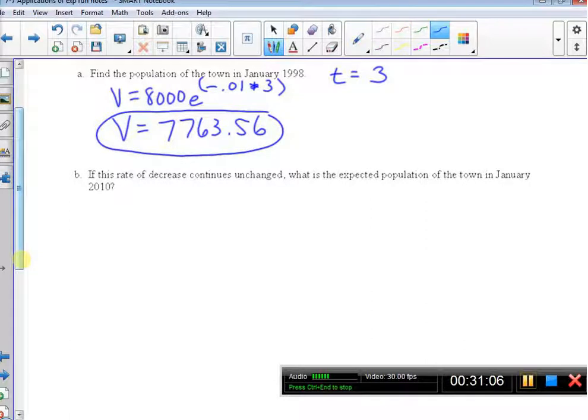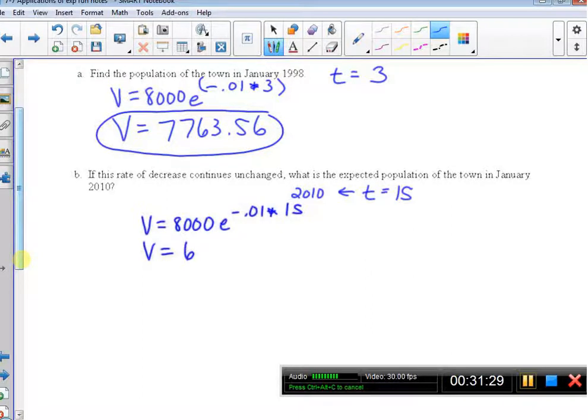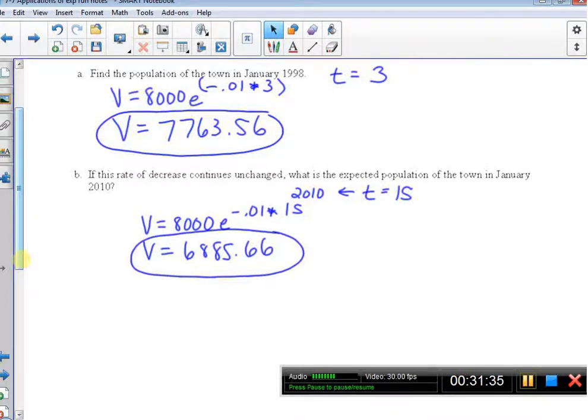Part B, if this rate of decrease continues unchanged, what is the expected population in 2010? So now for 2010, t should be 15, 15 years since 1995. So V equals 8,000 e to the negative 0.01 times 15. And V is equal to 6,885.66. And I'm keeping the decimals because statistically they say that there's 2.5 children for every household. So that means between 2 and 3. So I'm keeping the decimal. All right, that's it.